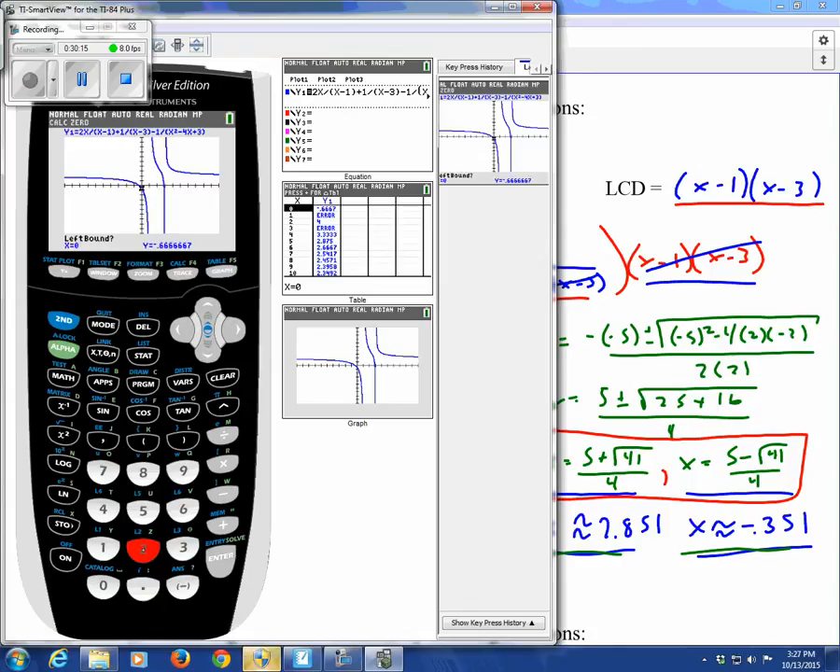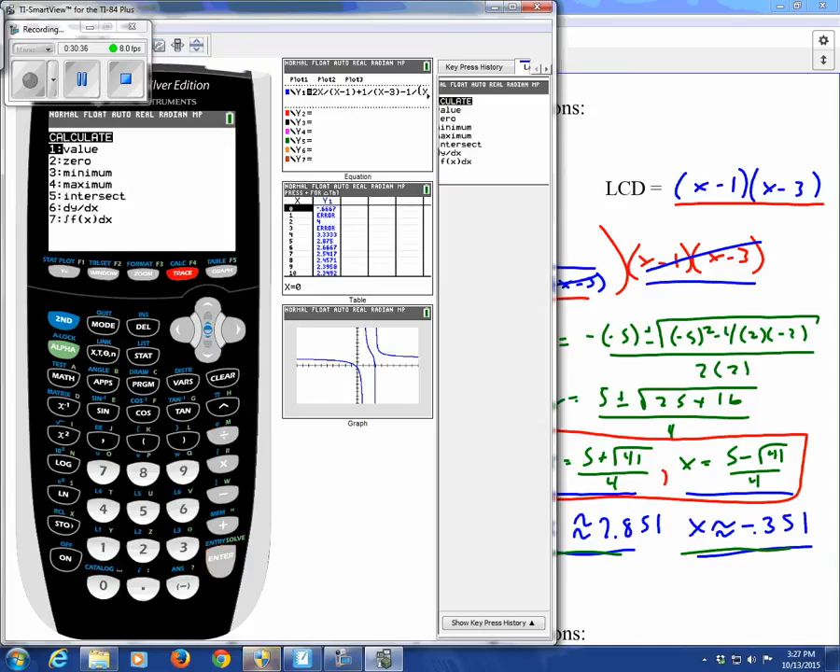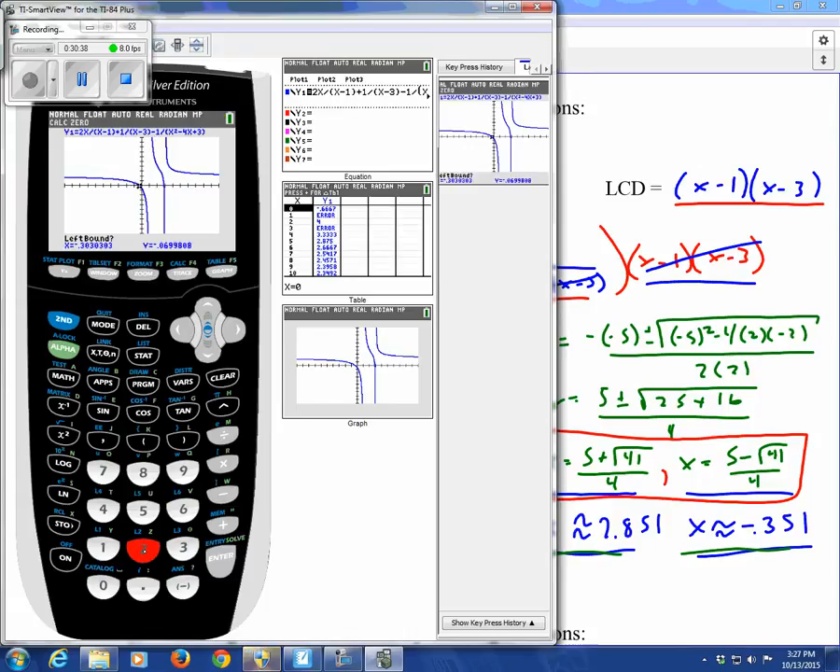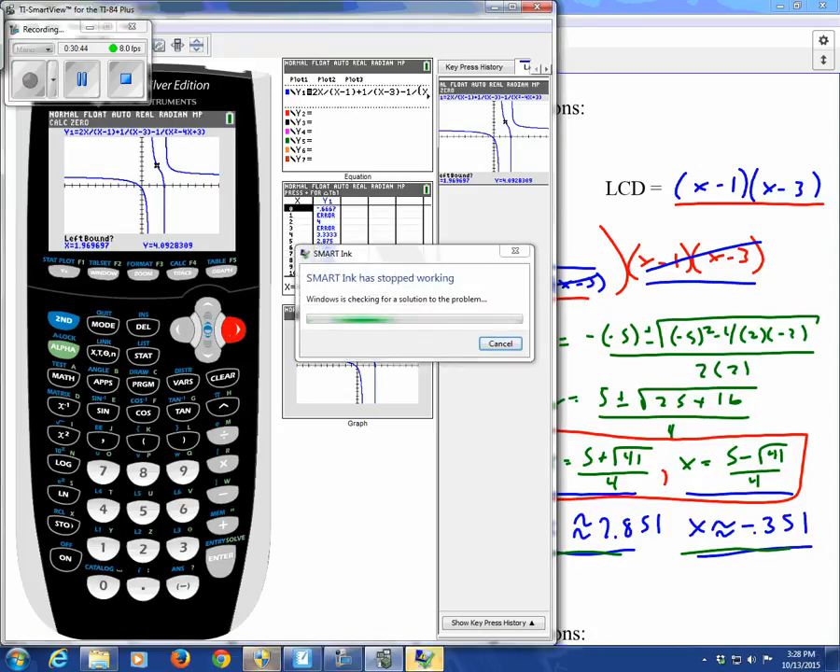So right here we'd go 2nd trace, 0, and we go a little to the left with the left bound, press enter, go a little to the right, below the x-axis, press enter again, and I'm coming up with my negative 0.3507, so that's approximately what I got right there. And then second trace calc again, and then of course the 0. So right here we'll arrow over to that other one. And again, we're a little to the left first, press enter.